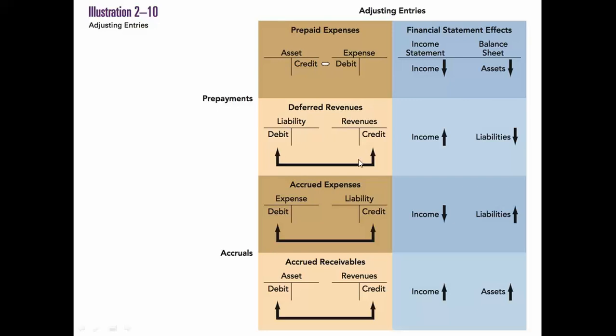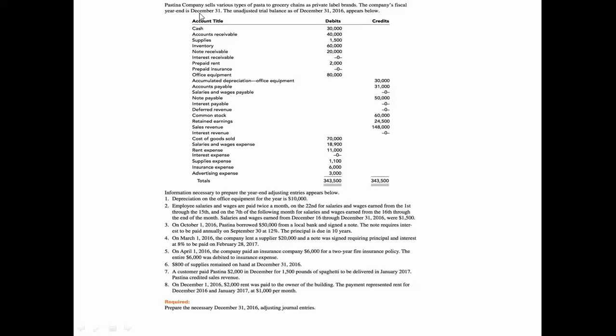So let's dig into a problem. Hopefully you guys can see this. Pastina Company sells various types of pasta to grocery chains on private label brands. The company's fiscal year end is December 31st, so it's a calendar year. Here's an unadjusted trial balance, and here are all the adjustments we need to account for. It looks a lot bigger than it is. I think it's a portion of a problem where we make a worksheet. So basically, as if there was an adjusting entry column here, we'd be making these adjusting entries. But I think in the actual problem itself, they just want to see the journal entries.